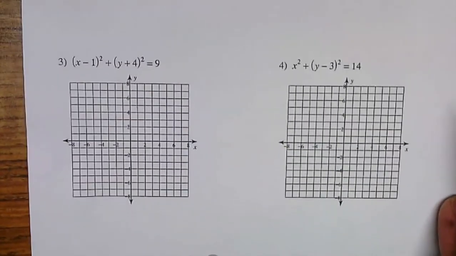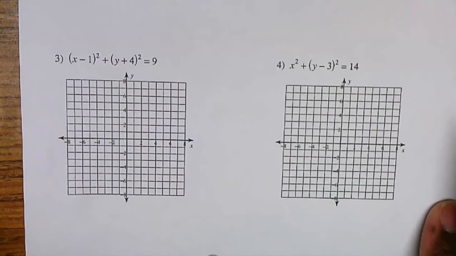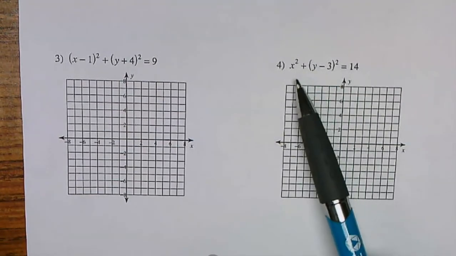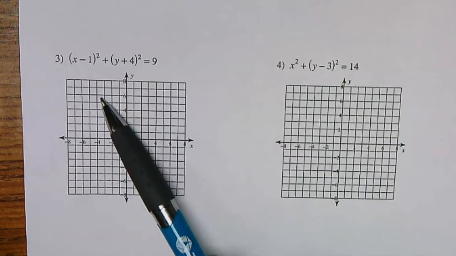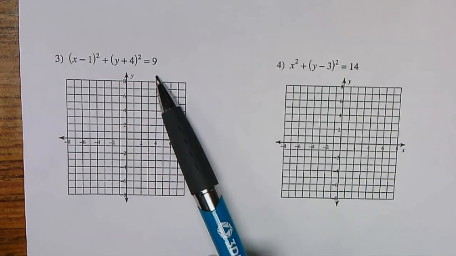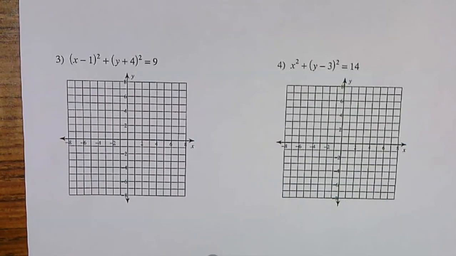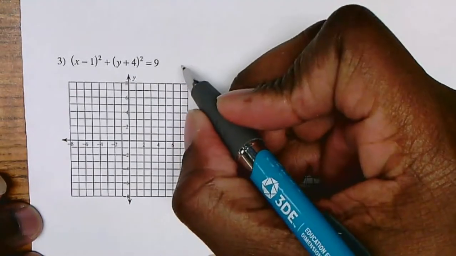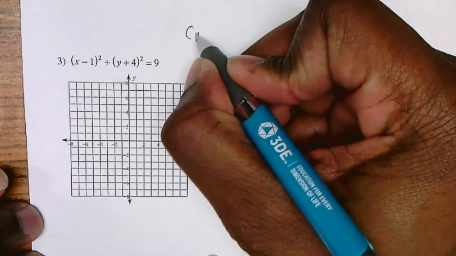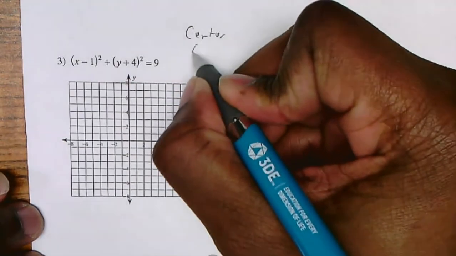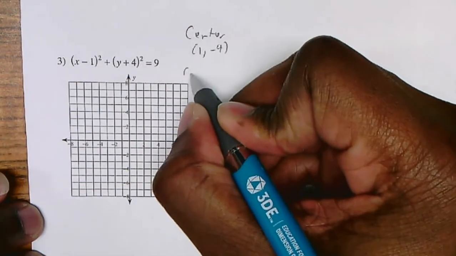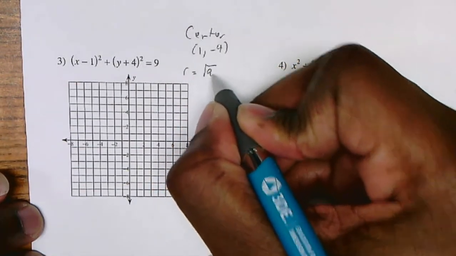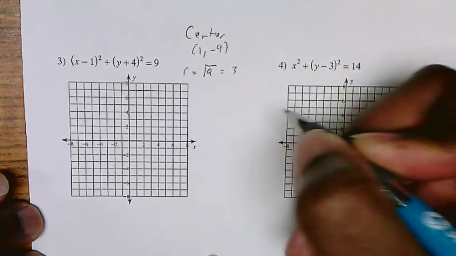Take a moment. Take a look at number 3. If you think you understand it, hold off for number 4 for a moment, because I'm going to explain what this means without the parentheses. If you think you understand it, pause the video and see if you can find the center and the radius for number 3. So give it a shot now. Alright, if you gave it a shot, you should have found that the center in this problem was at positive 1, negative 4. And the radius is the square root of 9, or 3.